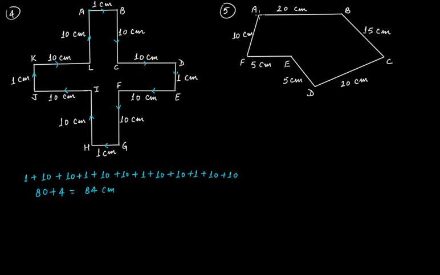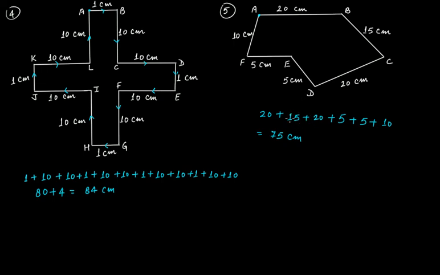Similarly we can do here, starting from this point. So A to B is 20, plus B to C is 15, plus C to D is 20, plus D to E is 5, E to F is 5, plus F to A is again 10, and this will be 20 plus 15 is 35, plus 20 is 55, plus 5 is 60, 60 plus 5 is 65, plus 10 is 75, so 75 centimeter. So this is the perimeter of this figure.